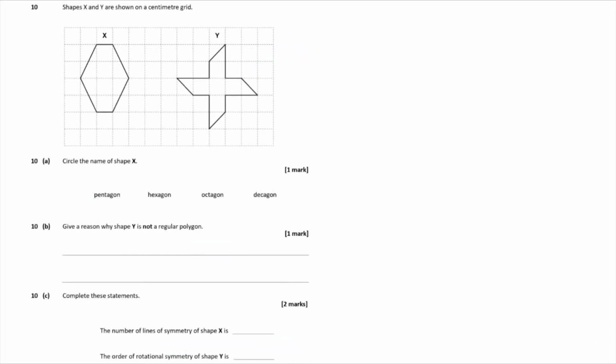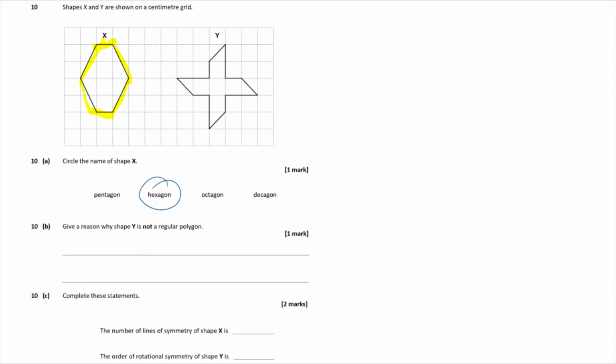Question 10, shape X and Y are shown on the centimetre grid. 10a, circle the name of shape X. Well, shape X is made up of straight lines, and how many straight lines are there? There are 1, 2, 3, 4, 5, 6. So in my mind, that makes it a 6-sided shape. It's a hexagon.